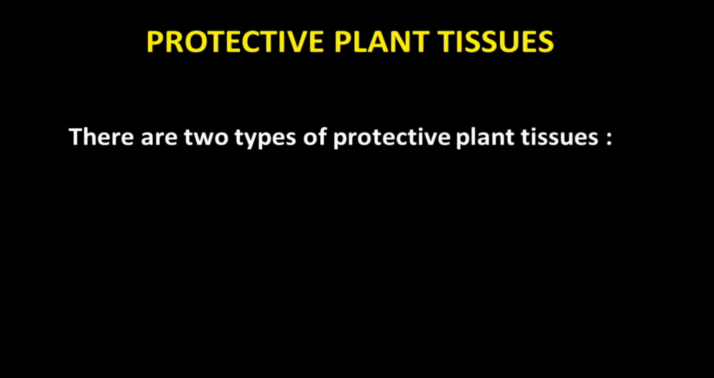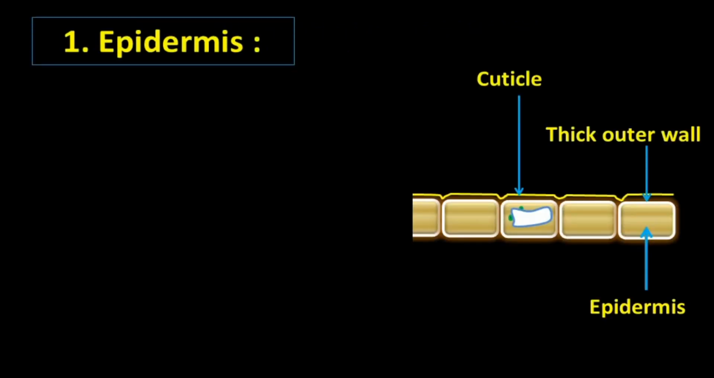Protective tissues are of two types. These are epidermis and cork. These tissues perform functions to protect the parts of plants. First, epidermis. See, these are the tissues. At the upper side of the epidermis, there is a thick layer of cells. This thick layer is known as a cuticle, and the cell walls of the epidermis are thick, so they help to protect the different parts of the plants.